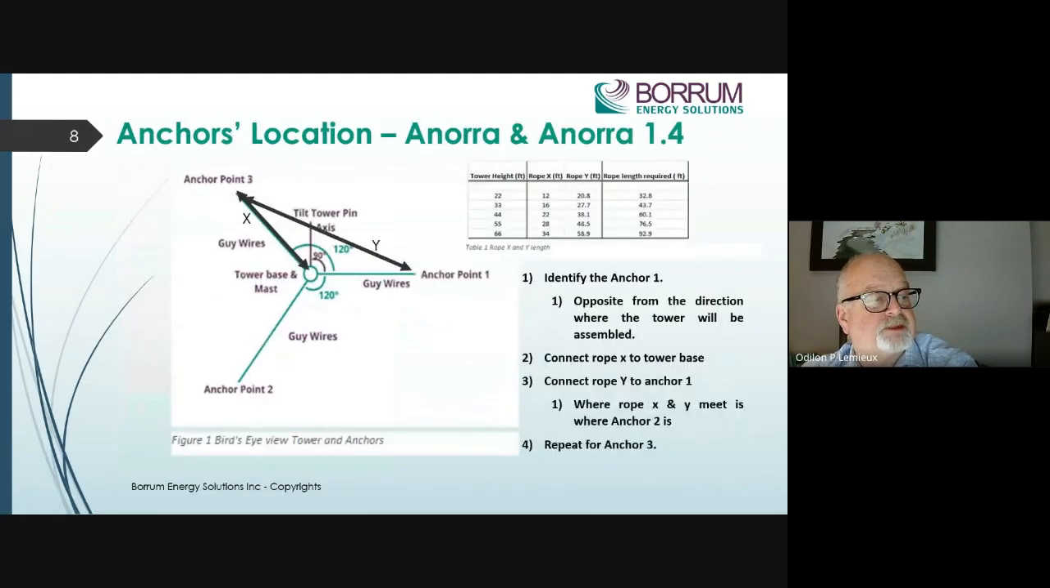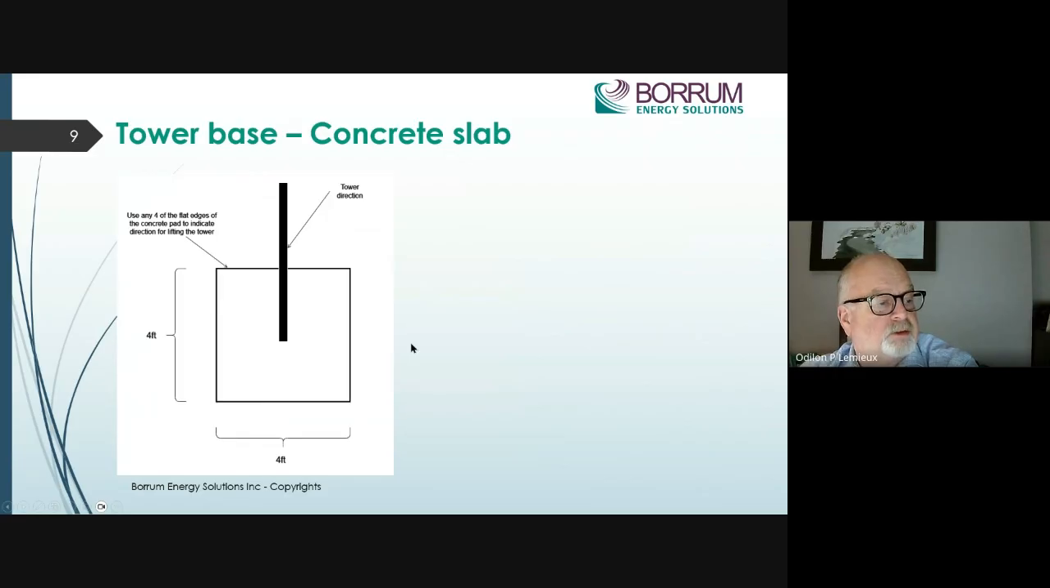So at this point in time, you know where the tower base is going to be, and you've identified where the anchors are. So now we're going to spend a bit of time talking about the base. The tower base is a concrete slab. At a high level, it's 4 by 4 by 1 deep, 4,000 psi concrete. The key thing is to always identify where the tower will be laid down for assembly and installation. In this case, we're just going to show it like that.